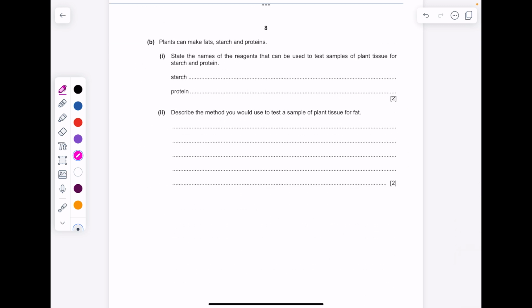Plants can make fat, starch and proteins. State the name of the reagents that can be used to test samples of plant tissue for starch. So that will be iodine, which remember turns blue-black. And for protein, you're going to use biuret reagent, which turns purple in the presence of protein.